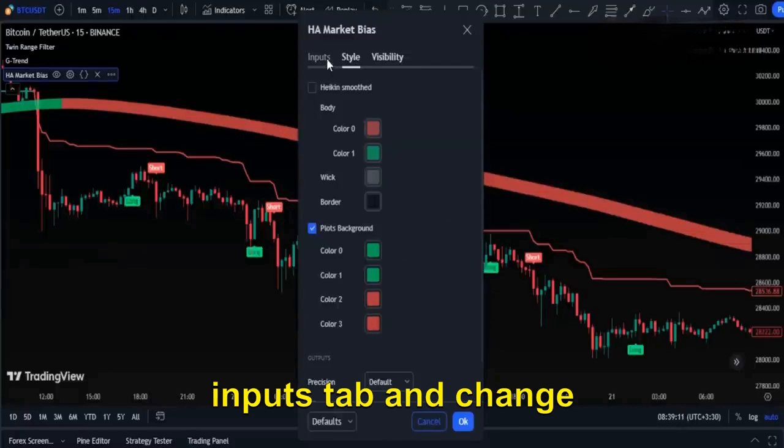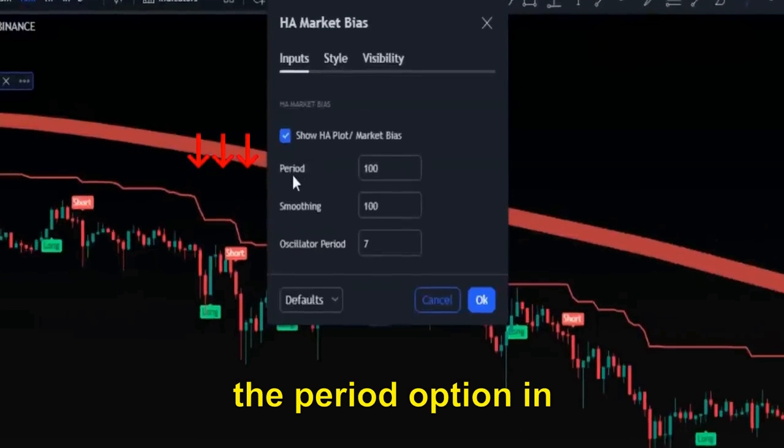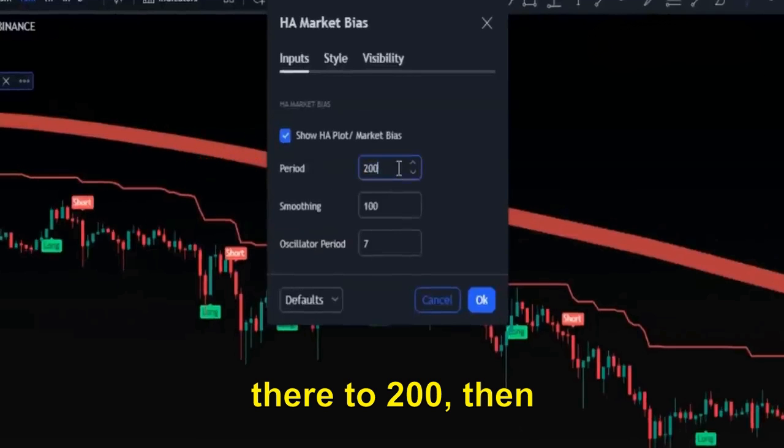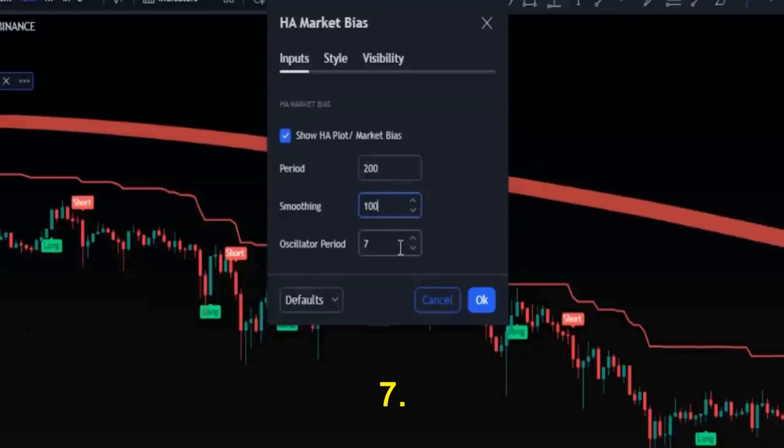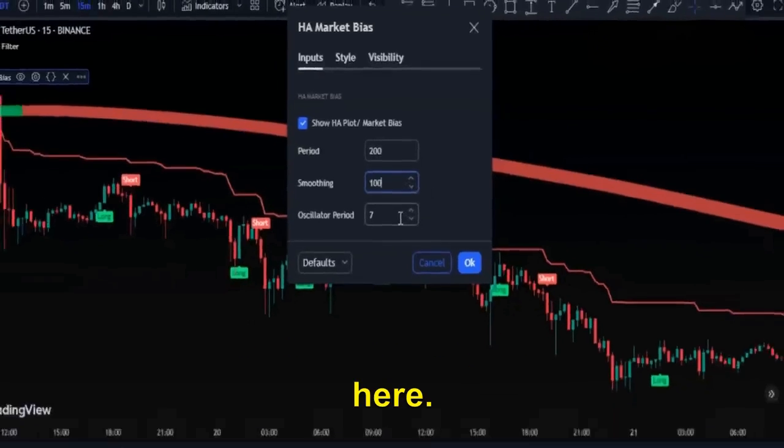Then we move to the inputs tab and change the period option in there to 200. Then the smoothing option should be on 100 and the oscillator period option should be set to 7. Okay, now we're done here.